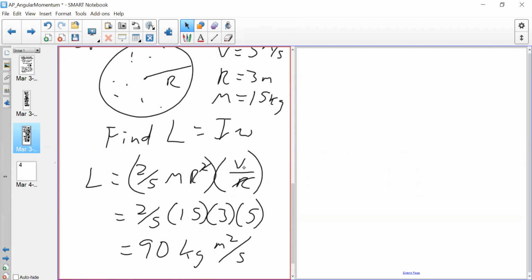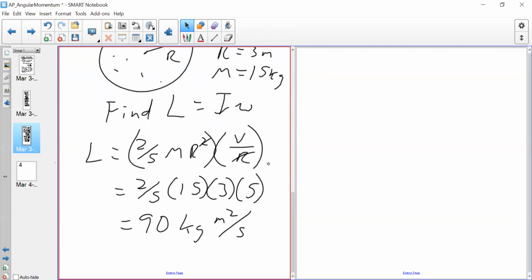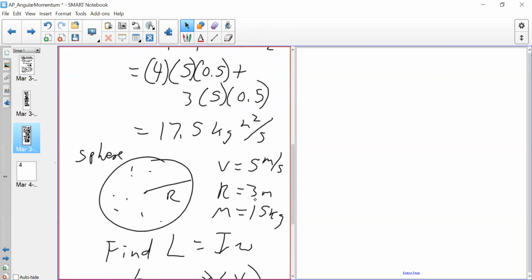All right, and I just gave this other example off the top of my head. Instead of just dealing with point particles, we deal with a sphere or a cylinder or some other disk, and then we can just use the moment of inertia of that object times the angular speed, and we can get the angular momentum of that. It should be 90 kilogram meters squared per second. And then this is the problem.